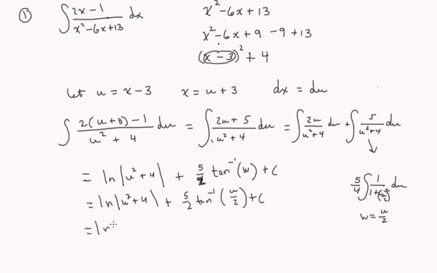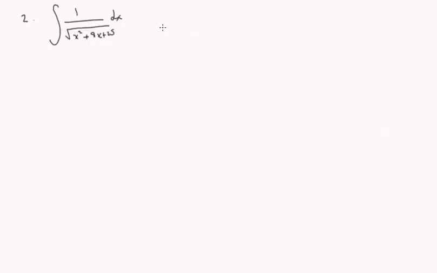So this is going to be u squared plus 4, but u squared plus 4 was defined over here, and we know that that's the irreducible quadratic. So x squared minus 6x plus 13 plus 5 halves arctangent of, our u is x minus 3 over 2 plus c. That's the end of example 1. Moving on to example number 2.